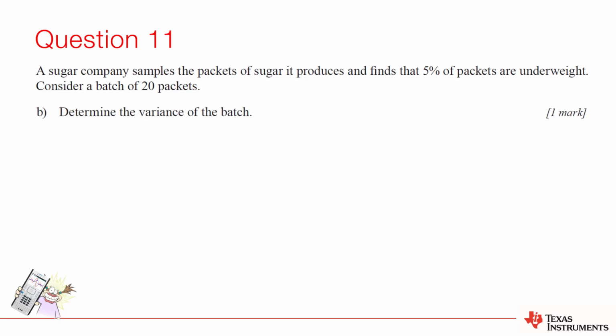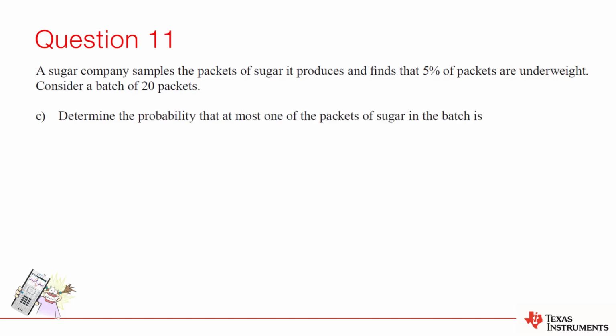Part B of this question asks us to find the variance of this batch. Well, the formula for the variance is given by npq, or np times 1 minus p. So just substituting in the numbers there, n is 20, p is 0.05, 1 minus p is 0.95. That just gives me 0.95 for the variance. No need to really use a calculator to multiply those numbers together.